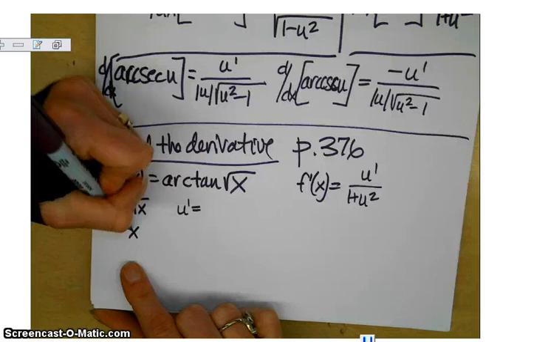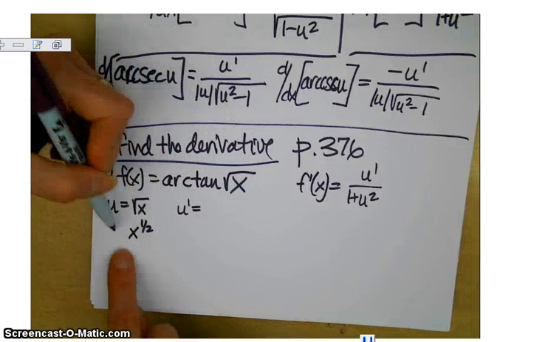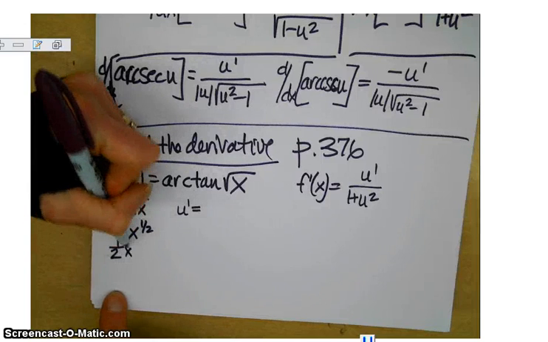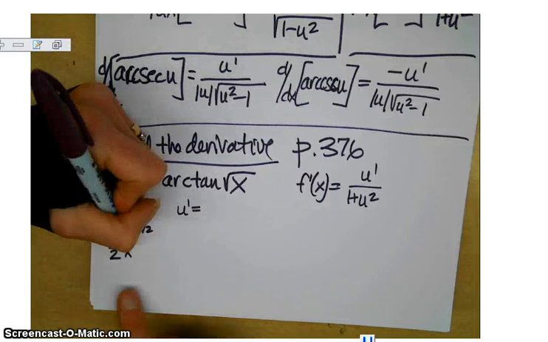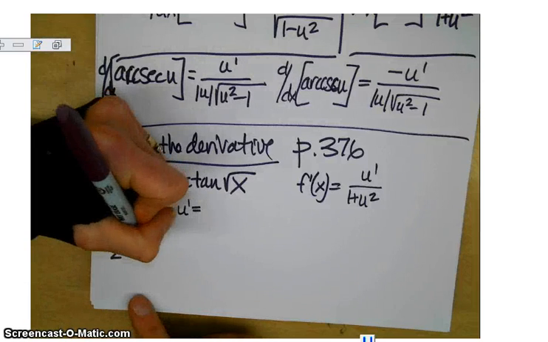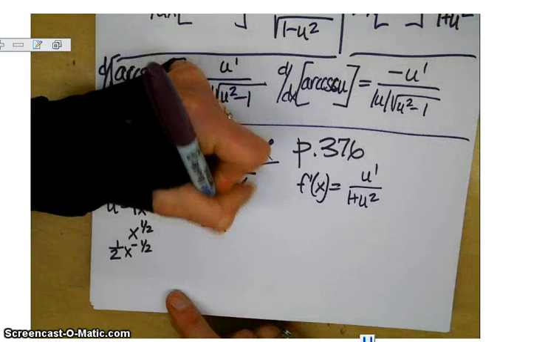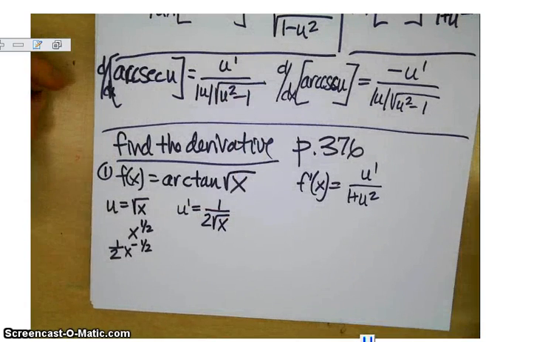Write it as x to what power? 1/2, and use the power rule. So multiply by 1/2 and subtract 1 from the power. So what power do you get? Negative 1/2. So I can write u prime is 1 over 2 radical x. I would memorize that derivative. The derivative of the square root of x is 1 over 2 square root of x. It's the same every time.